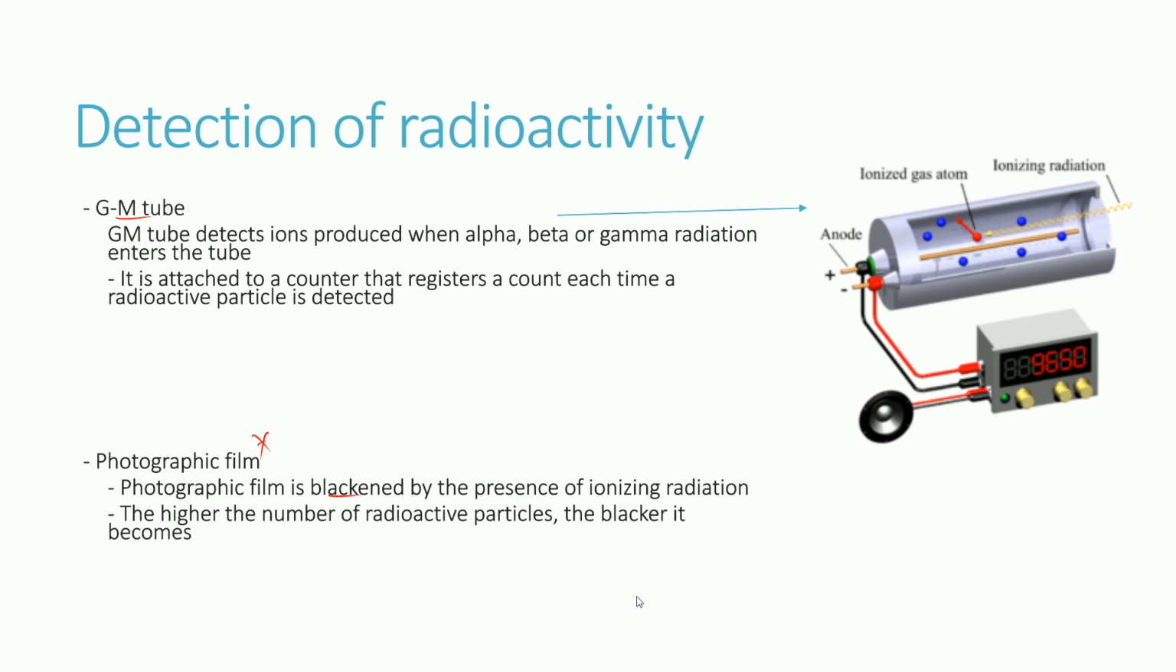So this just measures whether ionizing radiation is present or not, not necessarily an exact quantitative measurement of exactly how much, but the higher the number of radioactive particles, the blacker it becomes. So you can still judge the levels. The blacker it is, the more radioactive presence you've got, but ultimately that's one other way that you could look at it as well.